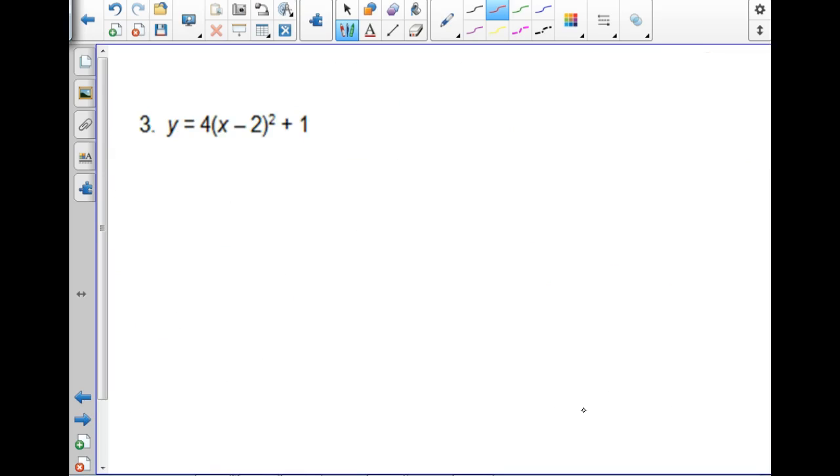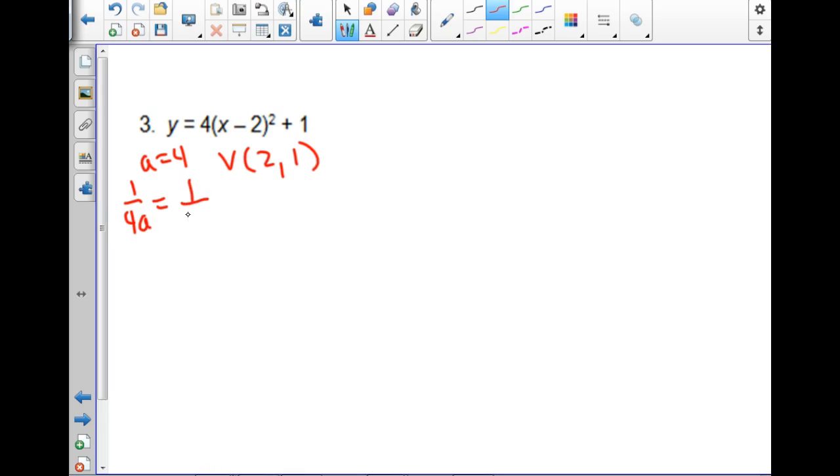Okay, now number 3. Now we have an a value of 4. We have a vertex of (2, 1). What is 1 over 4a going to be? Okay, so it's 1/16.